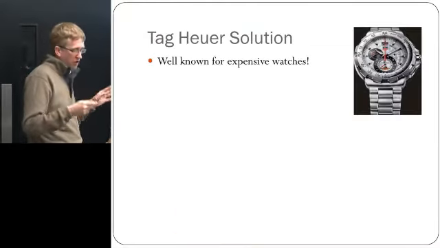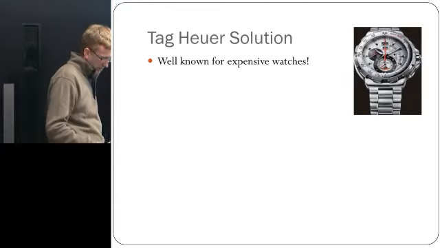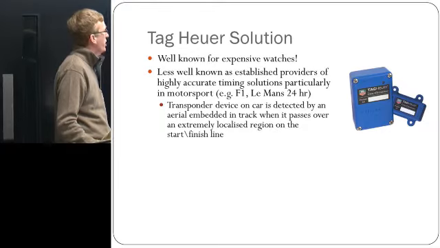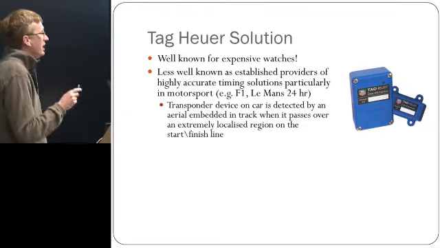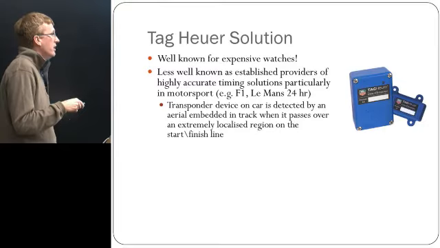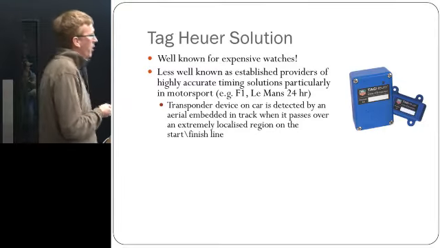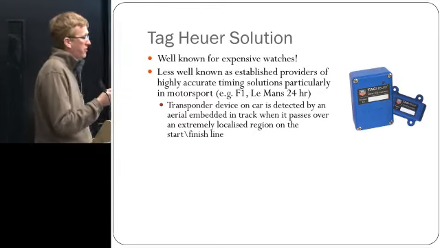The Tag Air solution. Tag Air, damn expensive watches is the first thing people think about. If you go up to Hartmann's uptown, you'll see them. You're not going to get a watch for anything less than a couple of grand, probably. What's less well known is they are very widely used in Formula One and motor racing for timing. And when you're timing in Formula One, essentially what you're trying to do is very accurately determine when the vehicle passes over the start-finish line.